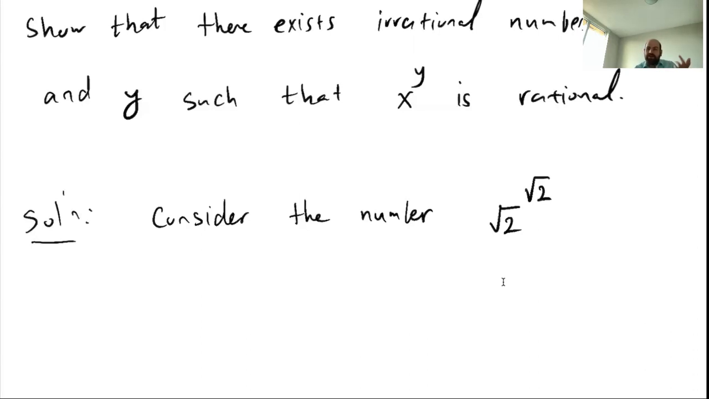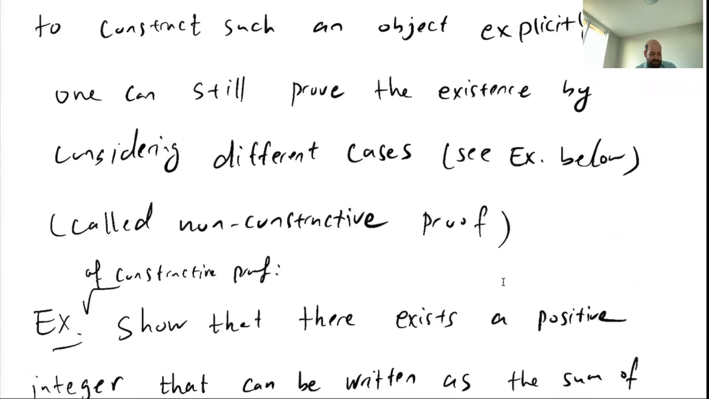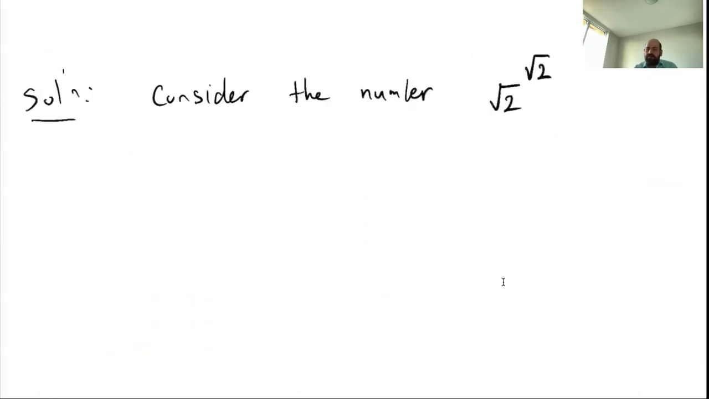How? By considering cases. Remember, we said in the non-constructive case, we can still prove the existence by considering cases or possibilities. I have a number √2 to power √2. There are only two possibilities. Either this number is rational or irrational. In either case, I'm going to show the existence of the object of interest, which is in this case an irrational number raised to an irrational number that becomes a rational number.